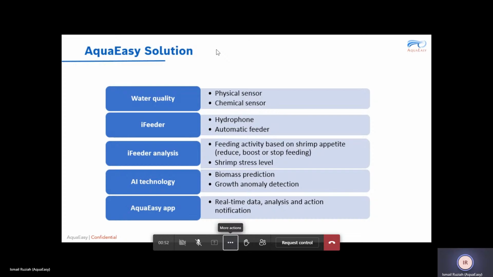I want to start by talking about how the iFeeder works, because I'm not sure if everybody understands how the iFeeder works. Basically, this is a good example of how the whole process works. The iFeeder starts with the feeder dispensing feed in the water. When the feed falls into the water, the shrimps start to feed on the pellets. There are multiple behaviors that we capture during the feeding session, for example, the feeding frenzy and the feeding sound.